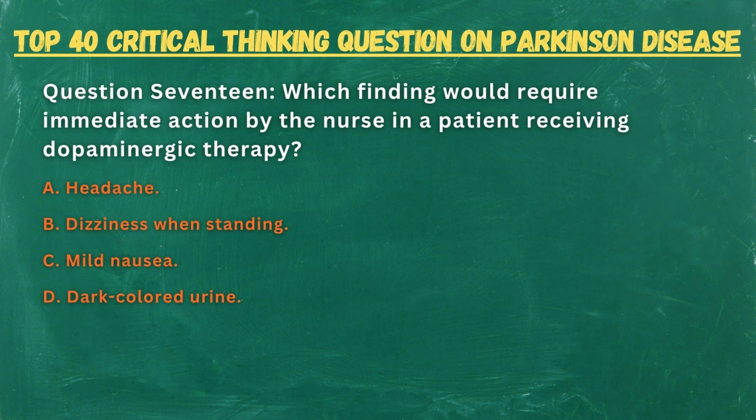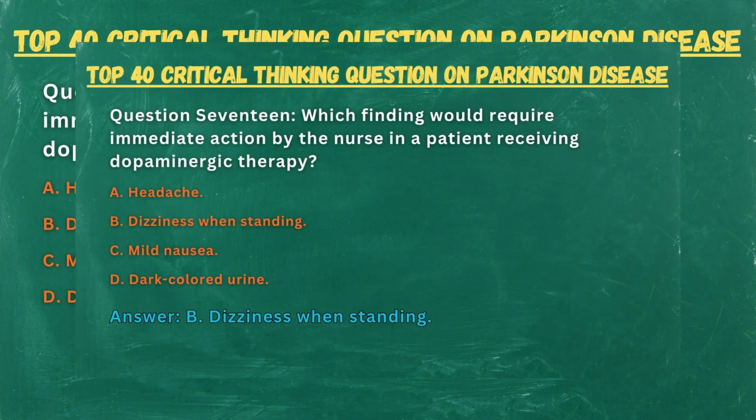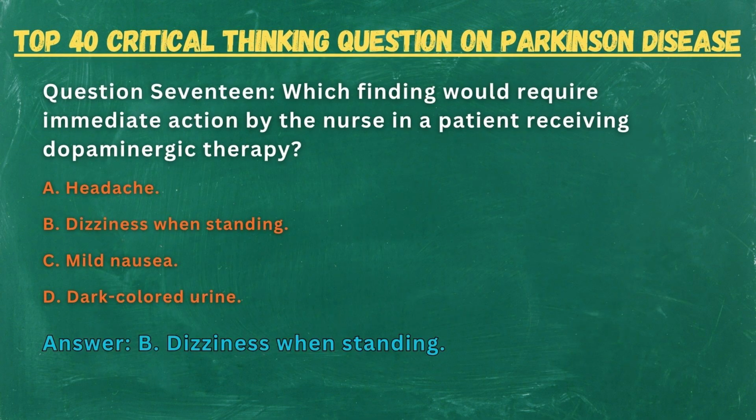Question 17. Which finding would require immediate action by the nurse in a patient receiving dopaminergic therapy? A. Headache. B. Dizziness when standing. C. Mild nausea. D. Dark-colored urine. Answer: B. Dizziness when standing.